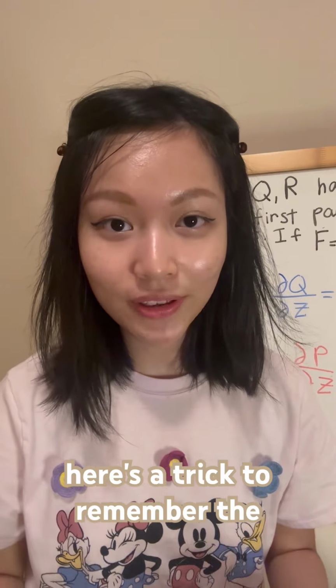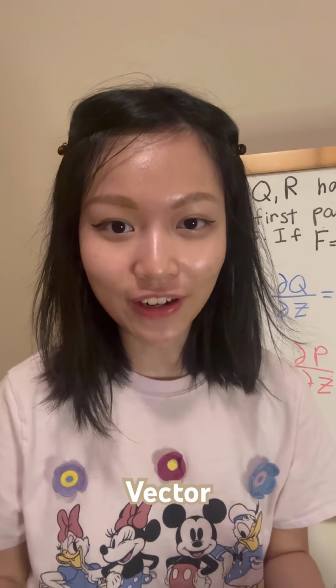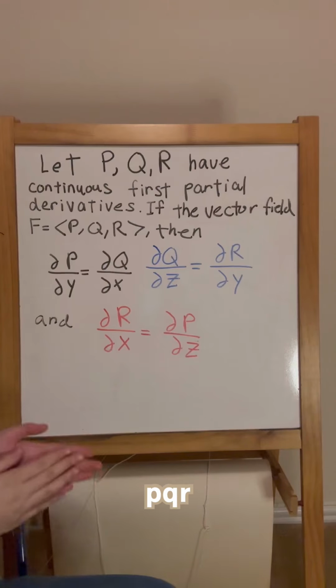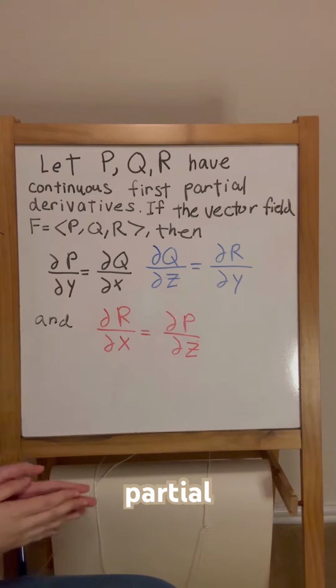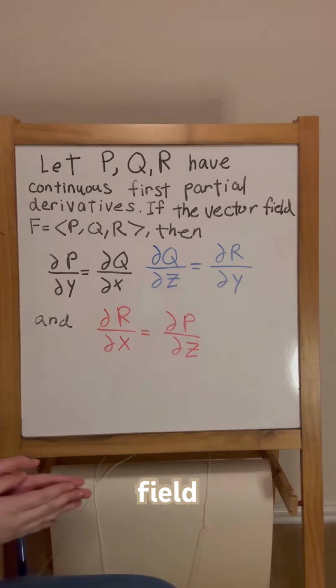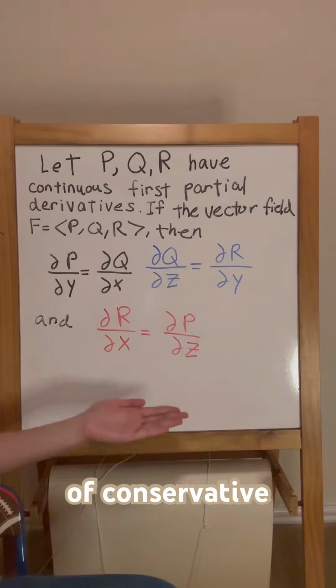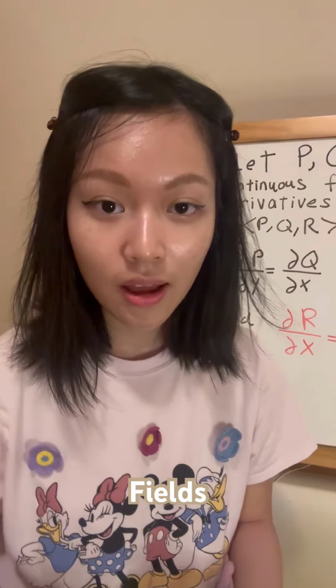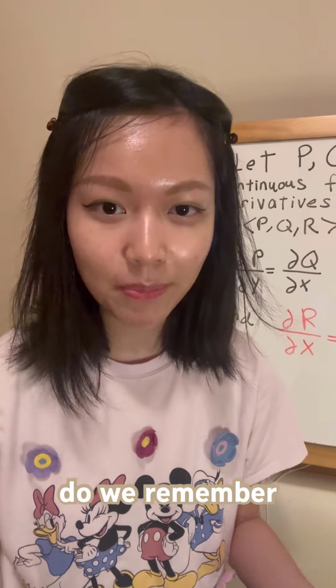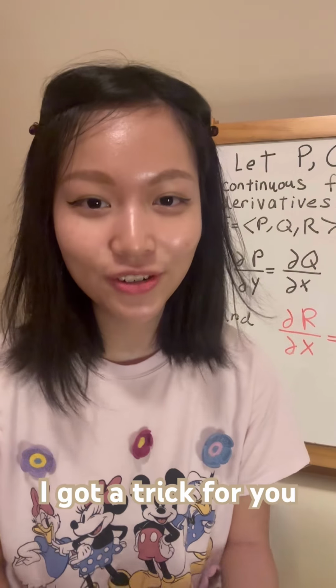Here's a trick to remember the cross-partial property of conservative vector fields. Let P, Q, R have continuous first partial derivatives. If the vector field F equals P, Q, R, then we get the cross-partial property of conservative vector fields. But the problem is, how do we remember this property? Well, I got a trick for you.